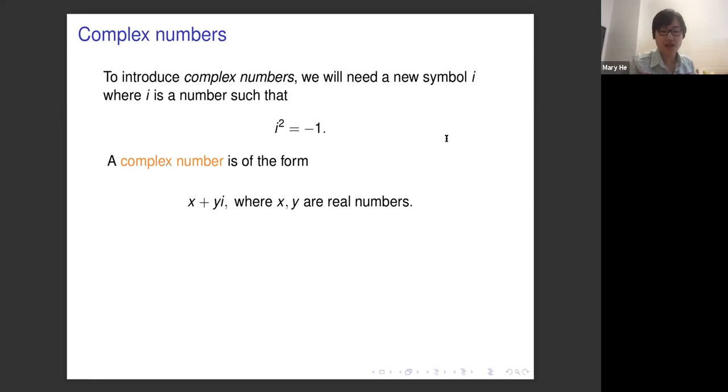So a complex number has 2 parts. The x part is just a real number, and the yi part, where y is a number, you just write y times i.